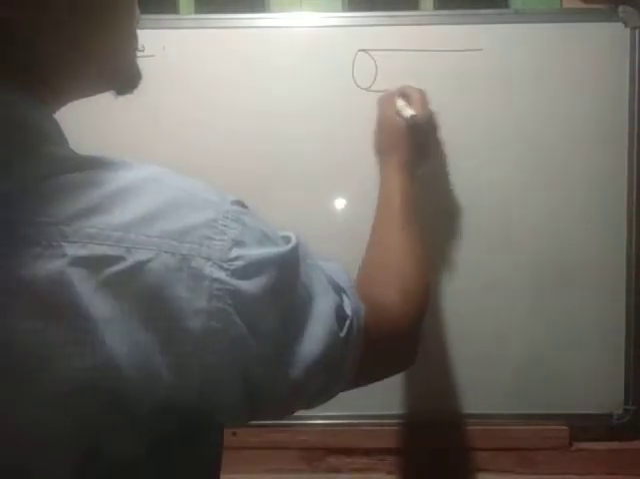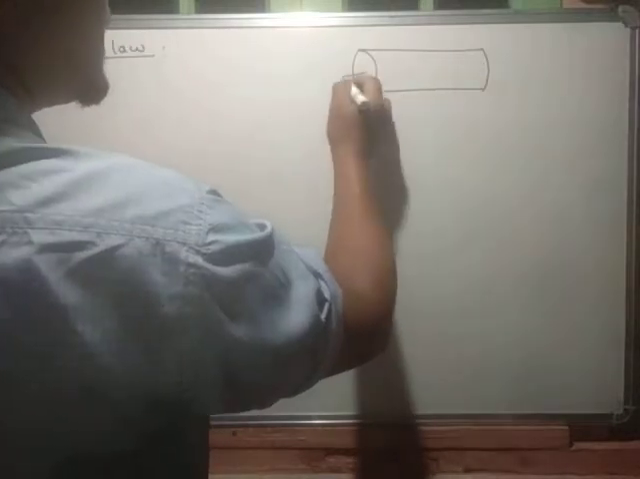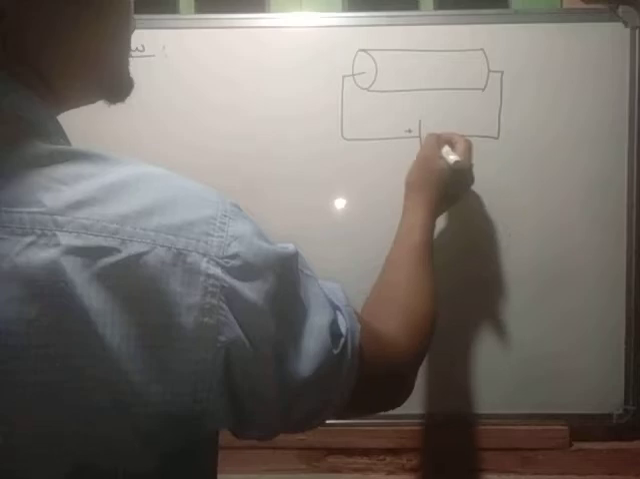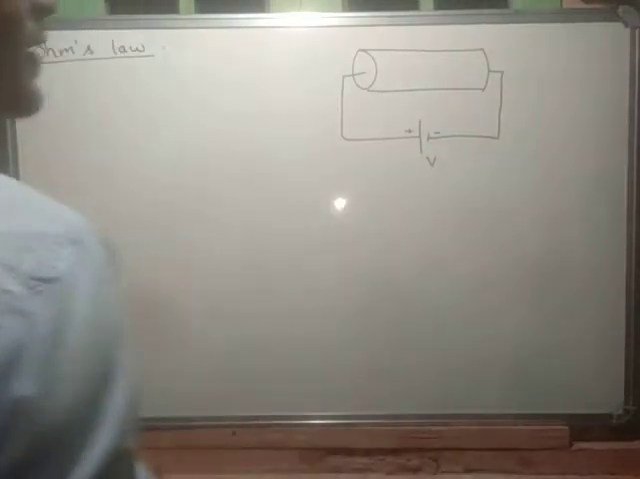Ohm's law. George Simon Ohm was a German physicist, and he was the first person to establish the relation between the potential difference and the current passing through a conductor. Suppose this is a conductor and it is connected to a cell, having a potential difference V.